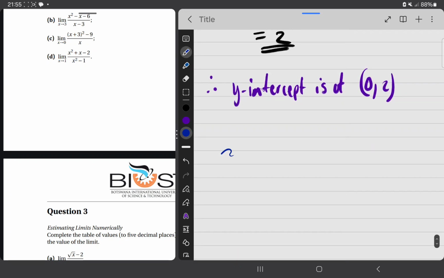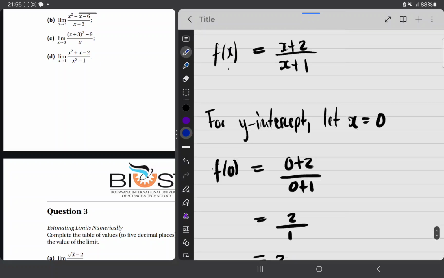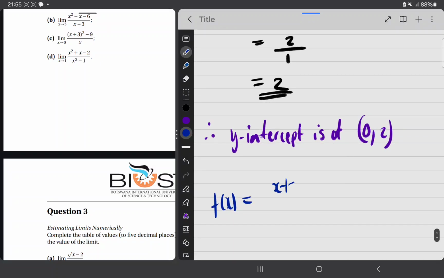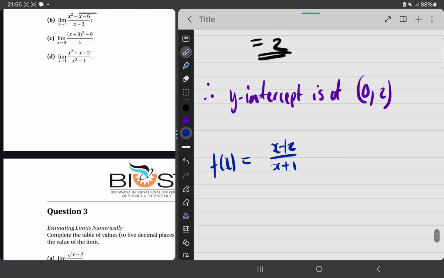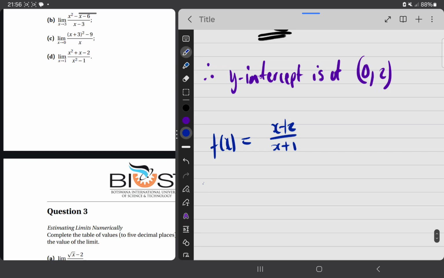Then we put f of x again, which we had as x plus 2 over x plus 1. For the x-intercept, we let y be 0. And y here is just f of x. f of x is another word for y.